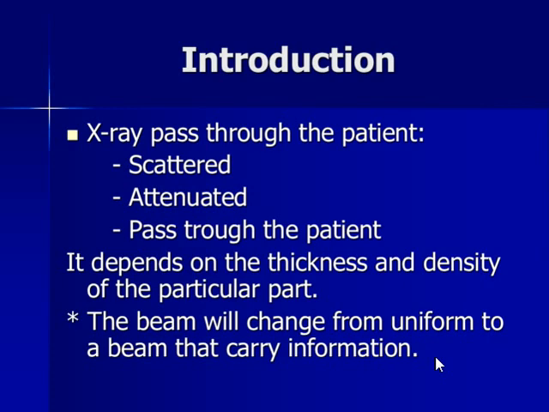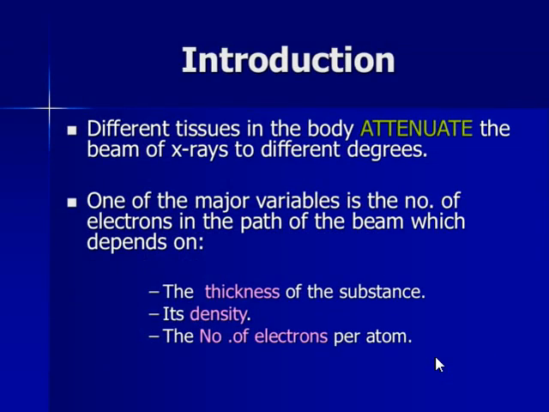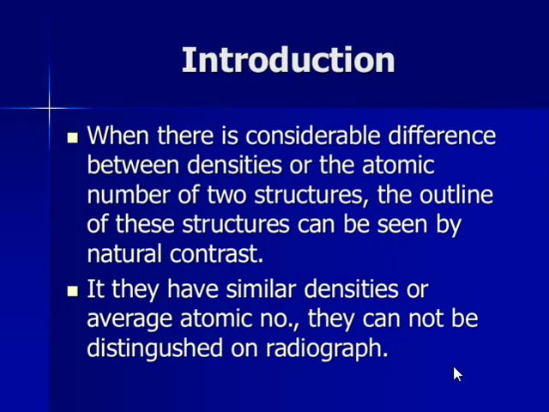So the different tissues in the body will attenuate the beam of X-ray to different degrees. For example, one of the major variables in how much different parts attenuate the X-ray beam is the number of electrons in the path of the beam, and this will depend on the thickness of the substance and its density and the number of electrons per atom. So there will be considerable difference in the densities, depending on the atomic number of the structures in the path of the beam. So the outline of these structures can be seen by natural contrast, not radiological contrast media. If the tissues are of similar densities or they have the same or close average atomic number, they will not be able to be distinguished on a radiograph.